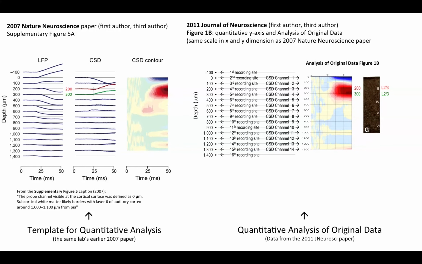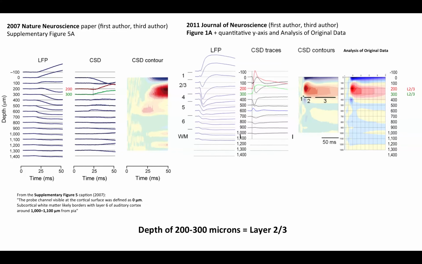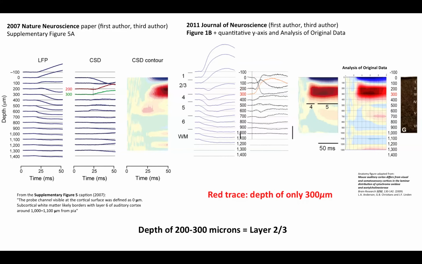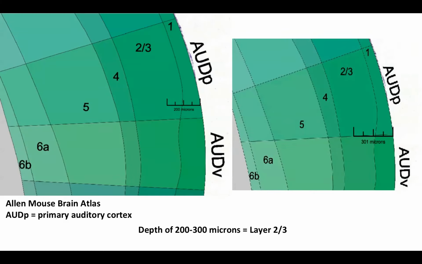So, just a comparison of the data from figure 1B and the data from figure 1A. This is figure 1B, it's a sink in layer 2-3, and this is a sink in layer 2. And here's a comparison of figure 1A and figure 1B. Again, the analyzed sink was solidly in layer 2-3, which is at a depth of 200 to 300 microns.